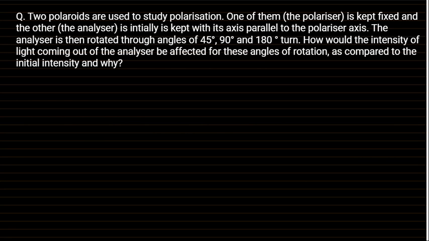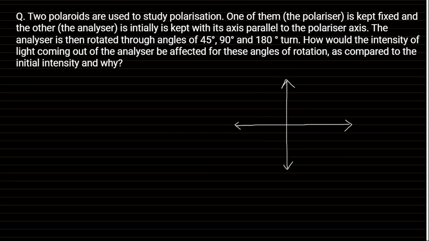Next, let's solve a numerical on the law of Malus. Two polaroids are used to study polarization. By two polaroids I mean your analyzer and your polarizer. One of them, the polarizer, is kept fixed and the other, the analyzer, is initially kept with its axis parallel to the polarizer axis. So assume this is your axis.